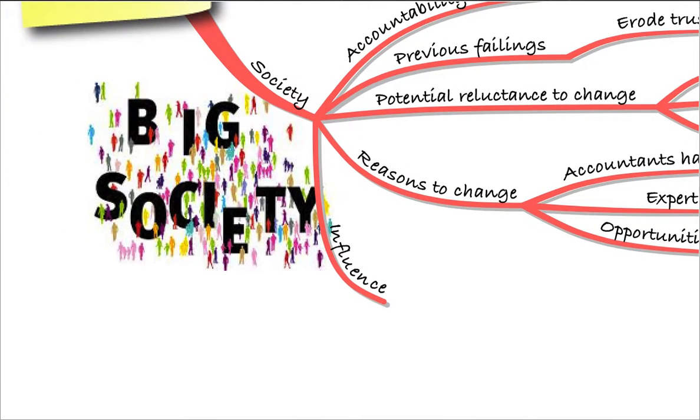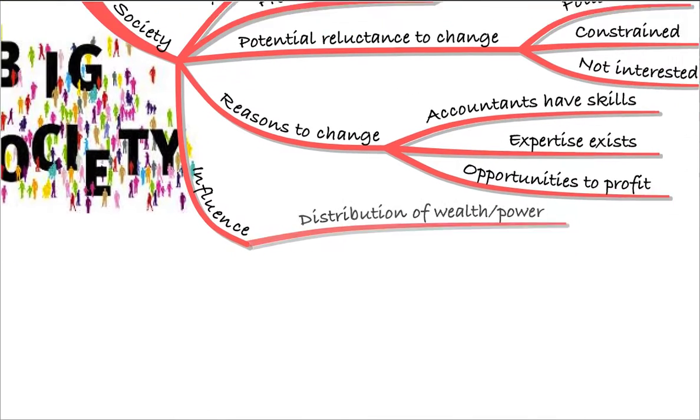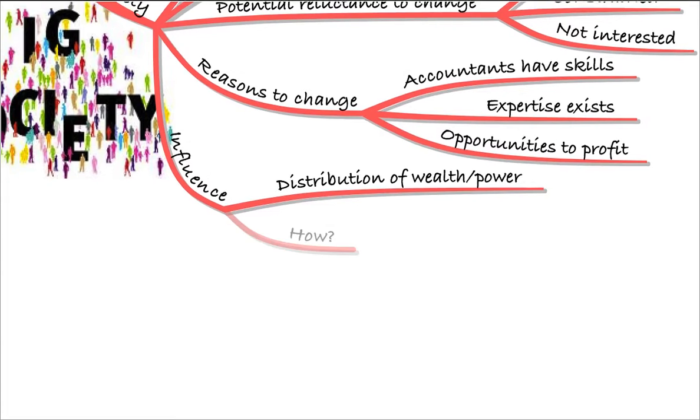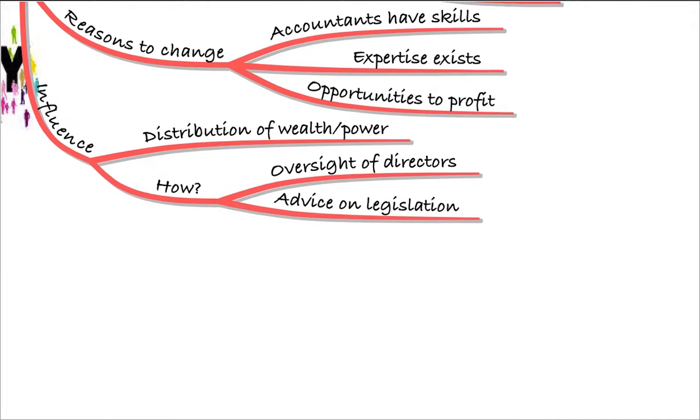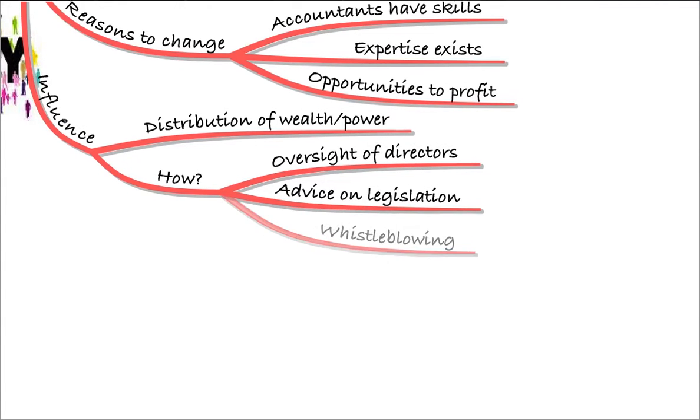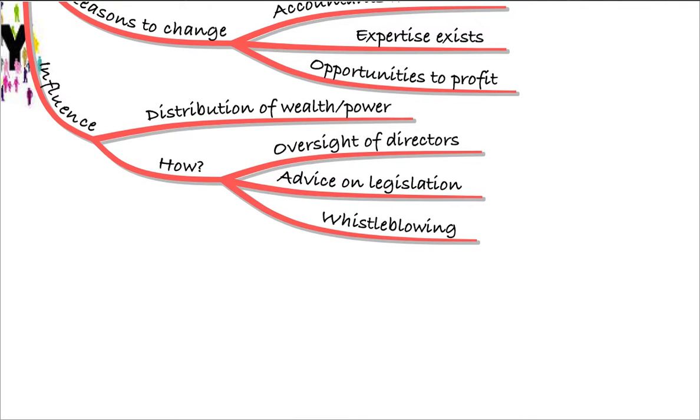Accountancy also has a sphere of influence in the distribution of wealth and power. They do that because they've got oversight of directors. Often non-executive directors will be part of an accountancy body. They'll also be asked for advice on legislation, particularly financial legislation, and they're involved in whistleblowing. So they form the audit committee, for example, that often forms the whistleblowing function within an organisation.